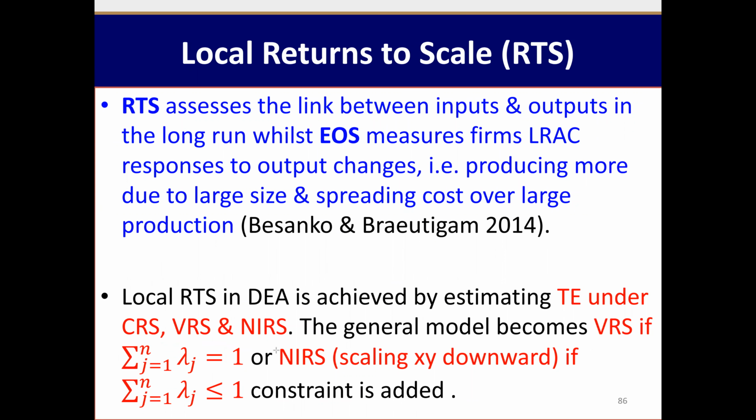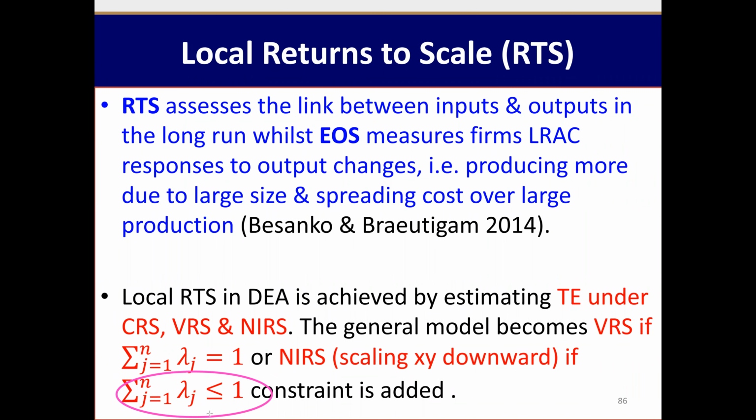Sometimes you don't even want the VRS frontier. You can test, and you will note that the industry you are dealing with is non-increasing returns. Now, what is that non-increasing returns to scale? And again, you're going to see these graphs very soon. Non-increasing returns to scale is when you are scaling both the input and output downwards. But when you are scaling the input and output upwards, that is the non-decreasing returns to scale. The non-increasing returns to scale is the constraint you have to add to the DEA model.